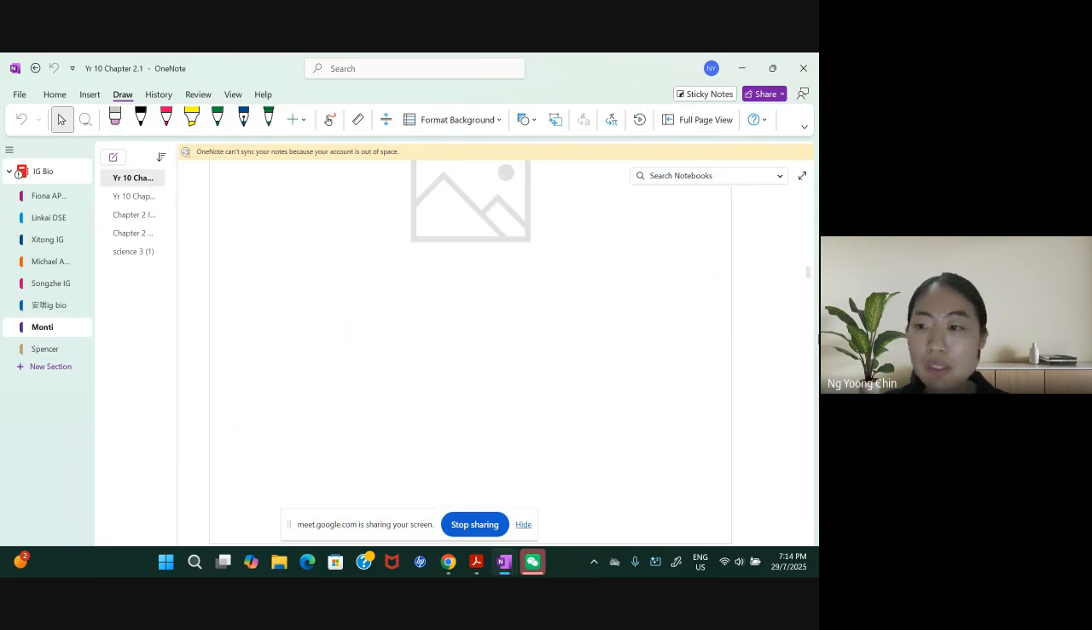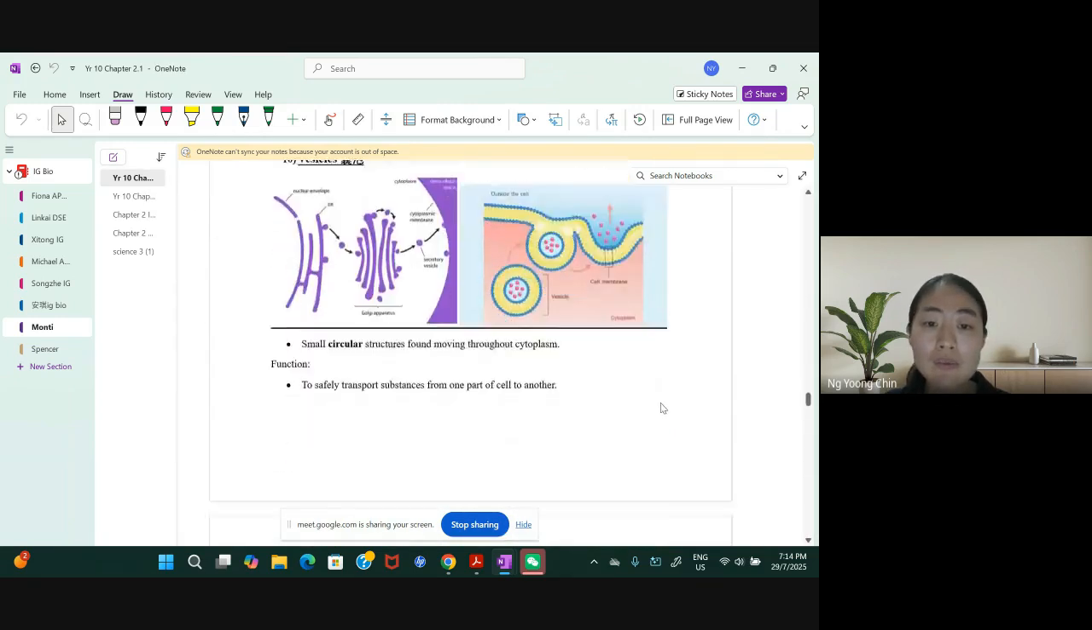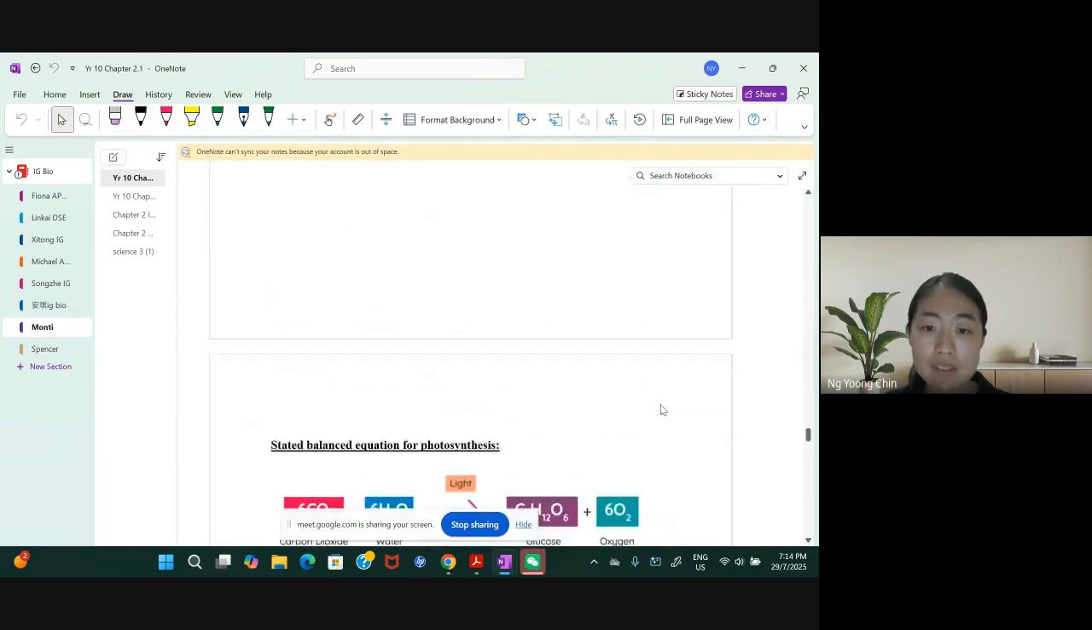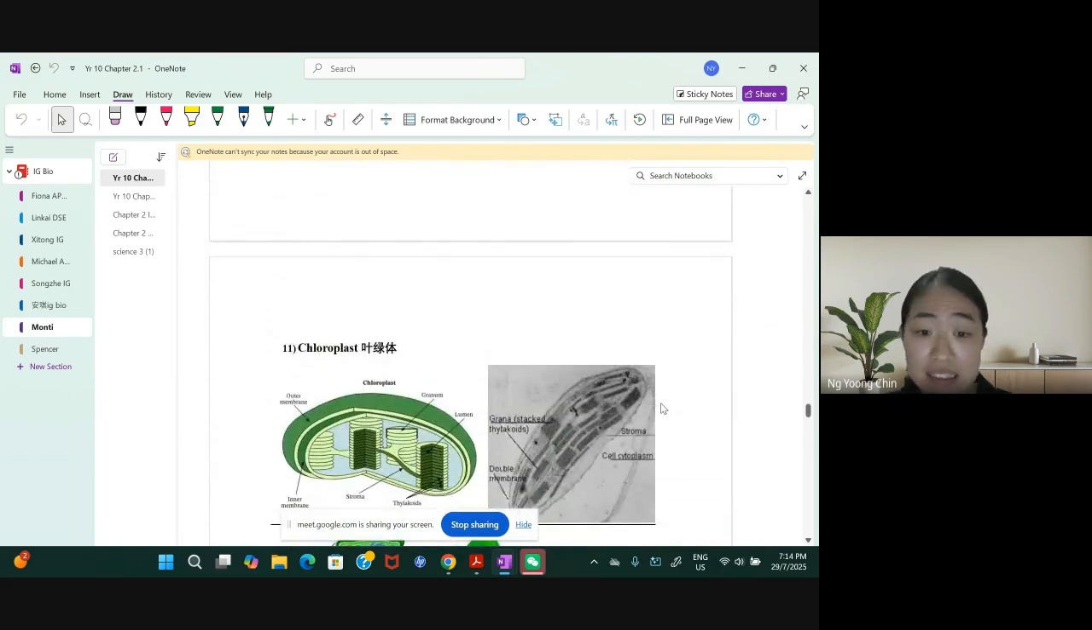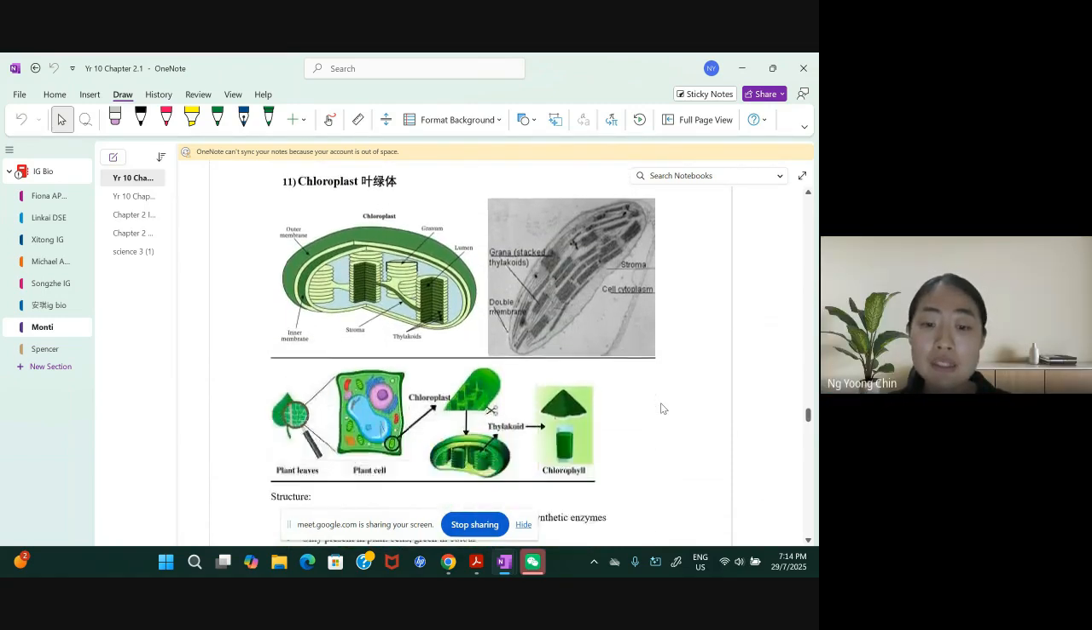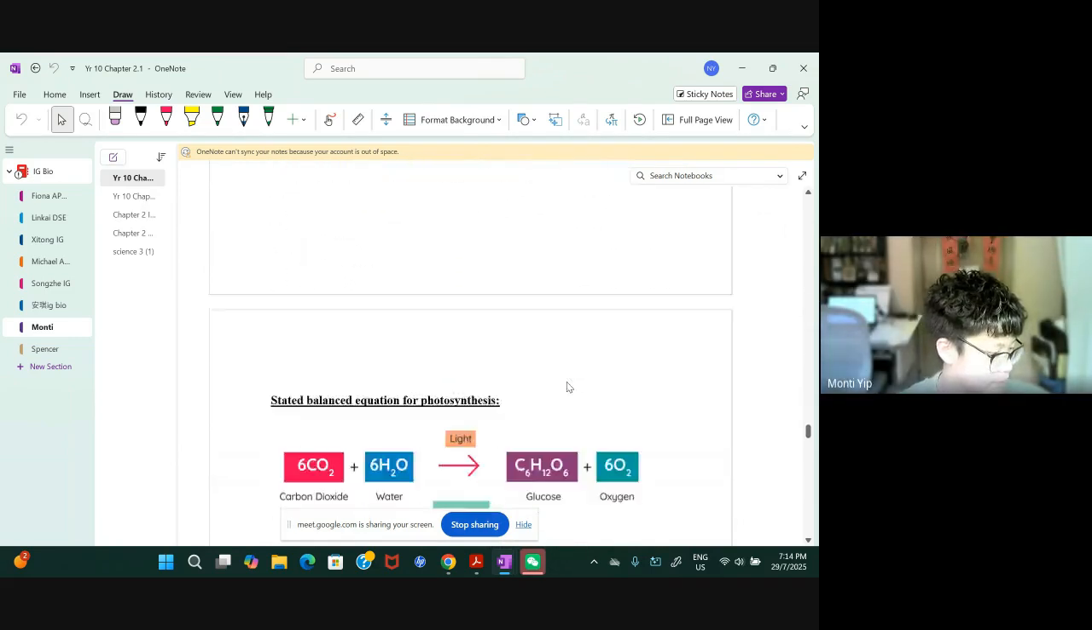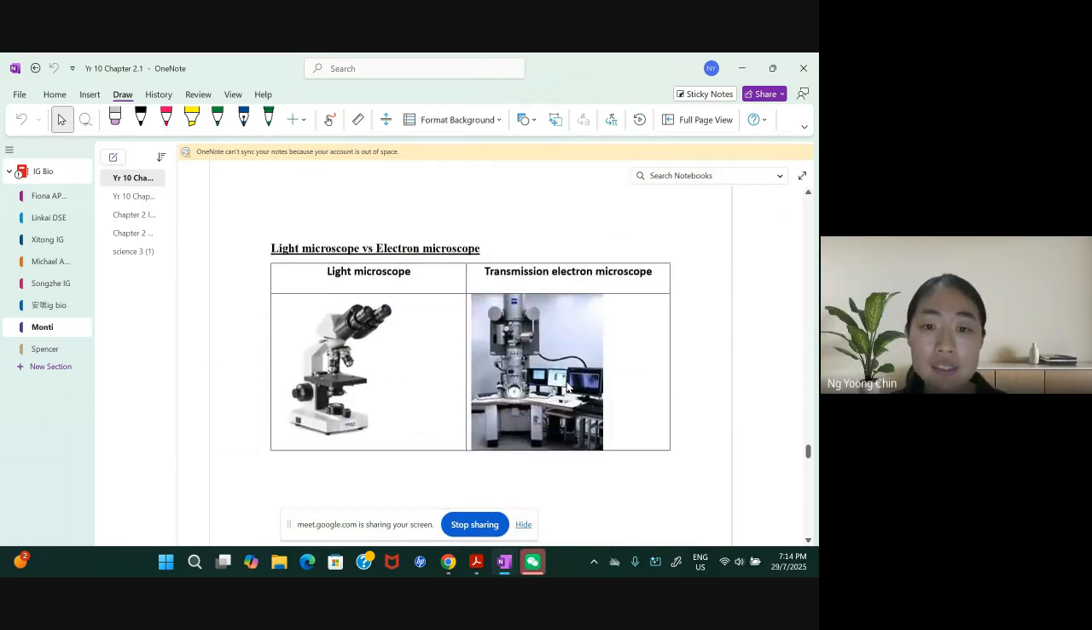Okay, last week we already discussed all the organelles, right? I think you already know the organelles. You know about photosynthesis. I mean, you know about the chloroplast and the mitochondria, right? I mean, there are functions, the function of organelles. And now we have a look at this one.